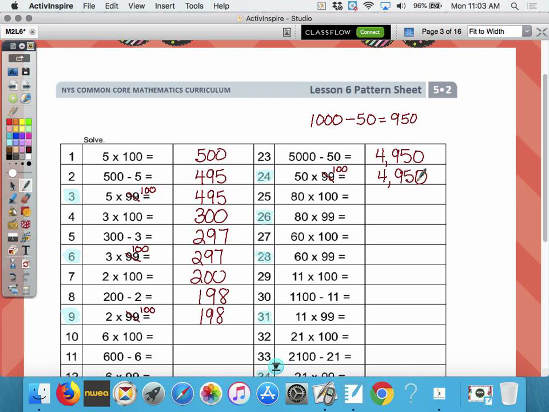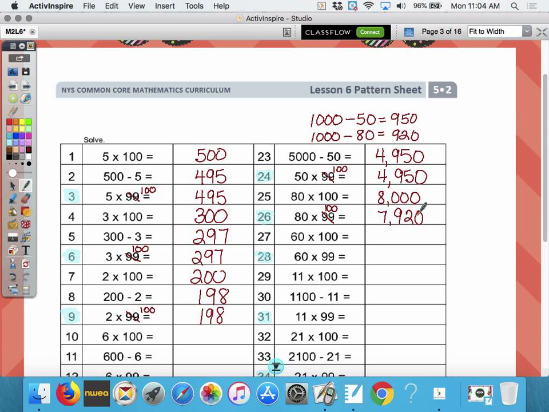Okay? So to do 80 times 99, we're going to think 80 times 100. So that is 8,000. Now what factor will we subtract from 8,000? I said the first factor. The 80. Okay, so I'm going to think 1,000 minus 80 is 920. So all I do is change that 8 to a 7 and write 920.